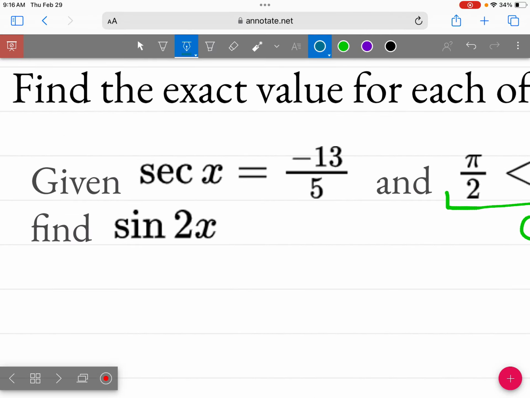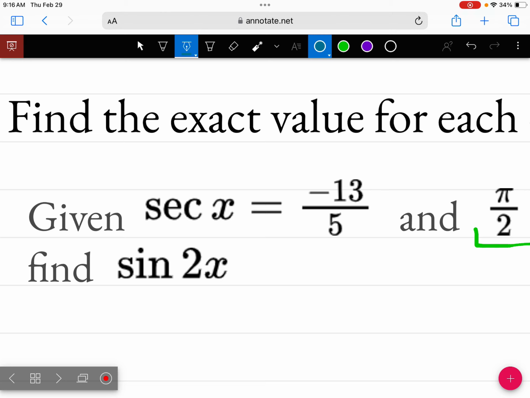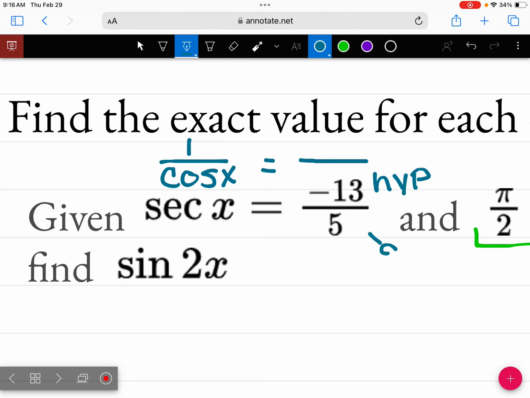We know secant. Secant is the reciprocal of cosine, which means, if we think about this in terms of our triangle, cosine is adjacent over hypotenuse, right? So this is the same thing as hypotenuse over adjacent, since it's the reciprocal. See all those pieces?